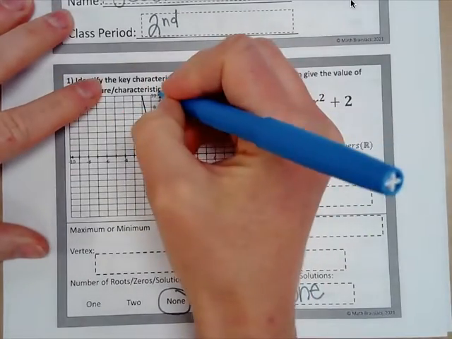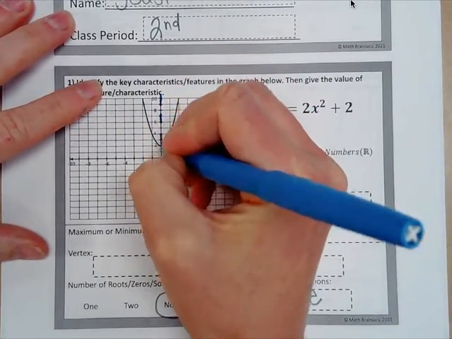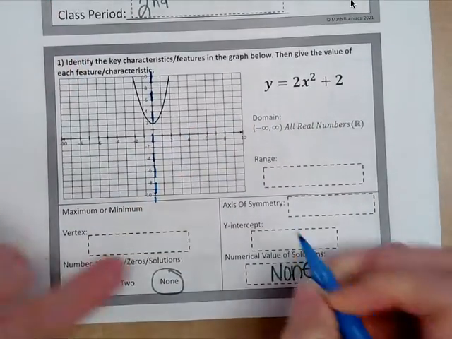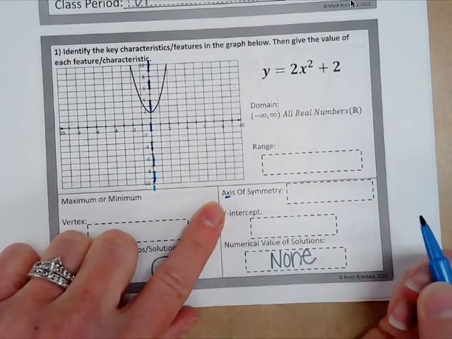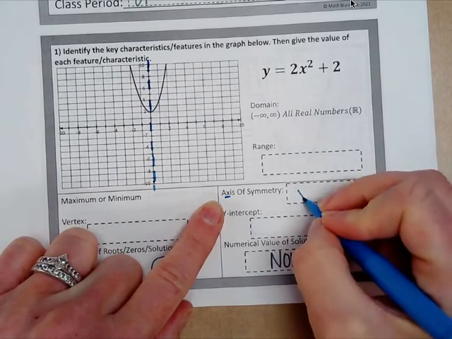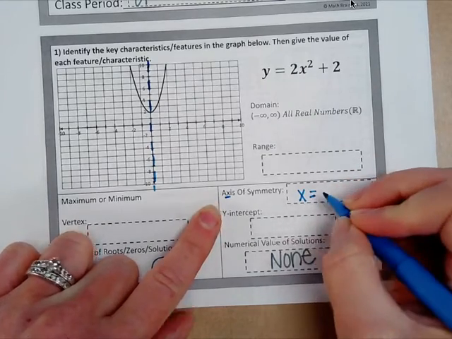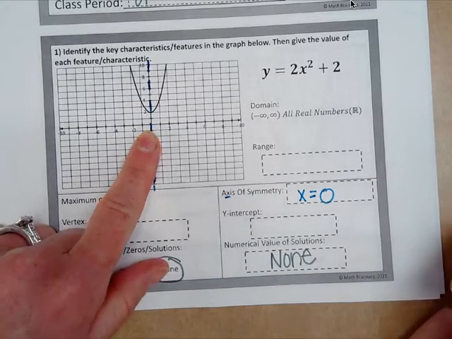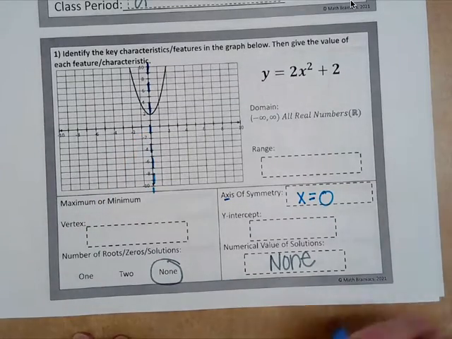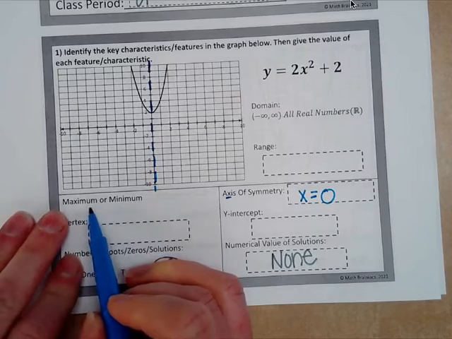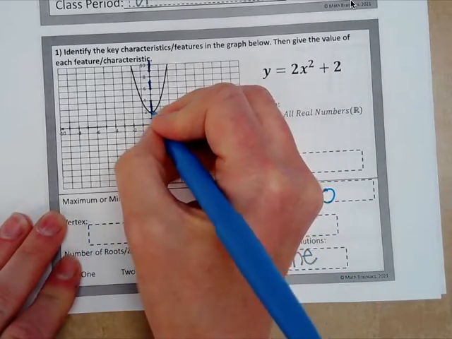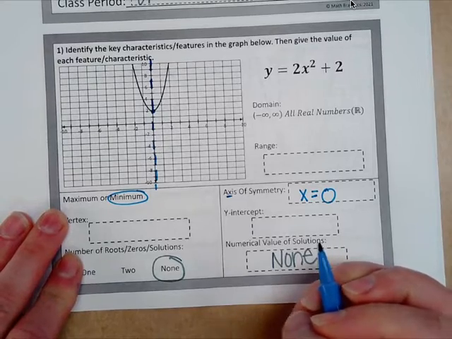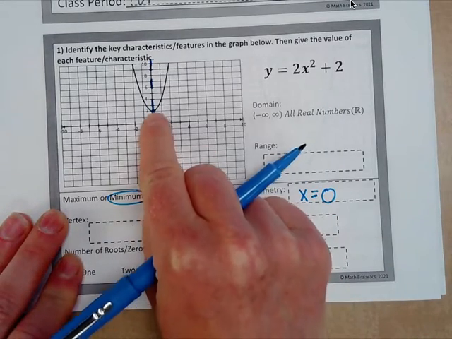We have the axis of symmetry running down the middle. And we write that axis of symmetry has an x in axis. So we write it as x equals some number. The number that it goes through on the x-axis is 0. The max or min, it is the lowest point, so it's a minimum. The vertex is this point, 0, 2.